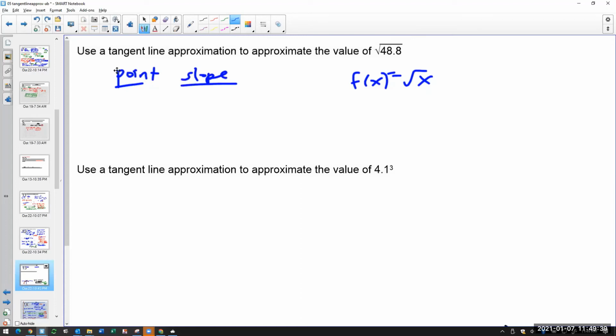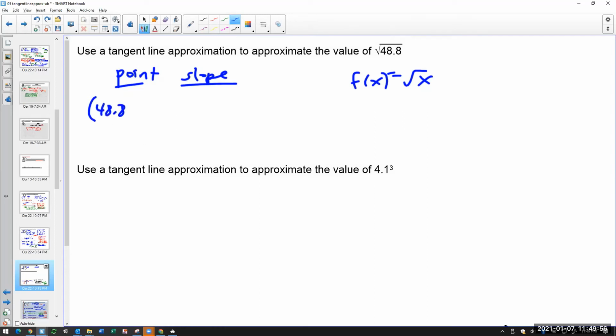Remember, on your test, I'm not going to give you the function. So you have to figure out your function. Guess what? I'm not going to give you your point either. So you have to figure out what point to put in. Okay, here's the thing. Here's your x. Do you see it's 48.8? Okay, but you don't want to put in 48.8. I mean, I'll show you why.